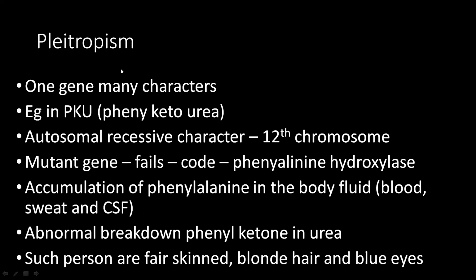Next is pleiotropism in phenylketonuria. Okay, this is there in the syllabus and is a very important part. One gene, many characters. First of all, pleiotropism is one gene controlling many characters. Example is PKU. PKU full form is phenylketonuria. Now this is an autosomal recessive character.